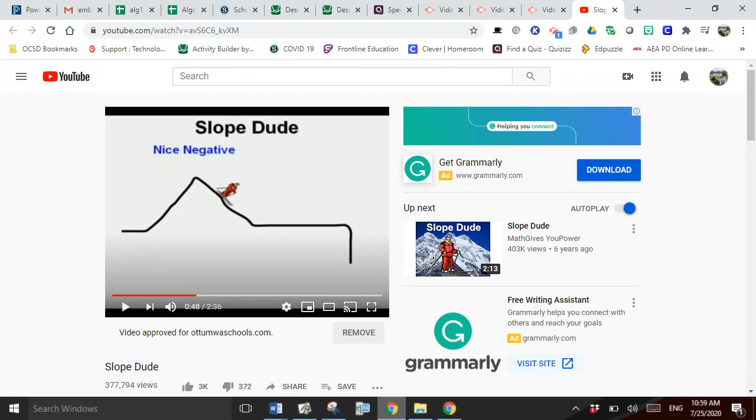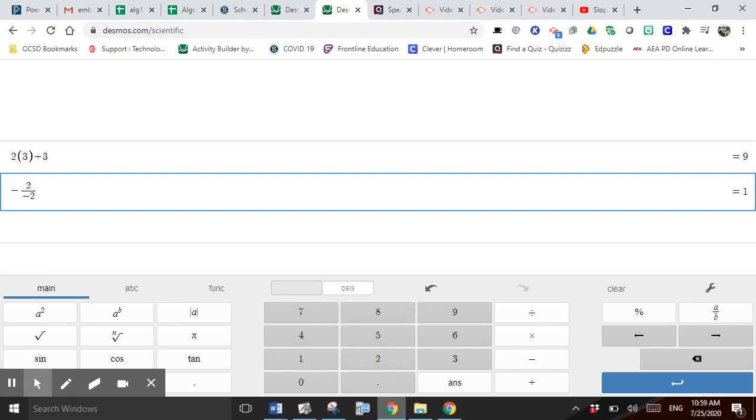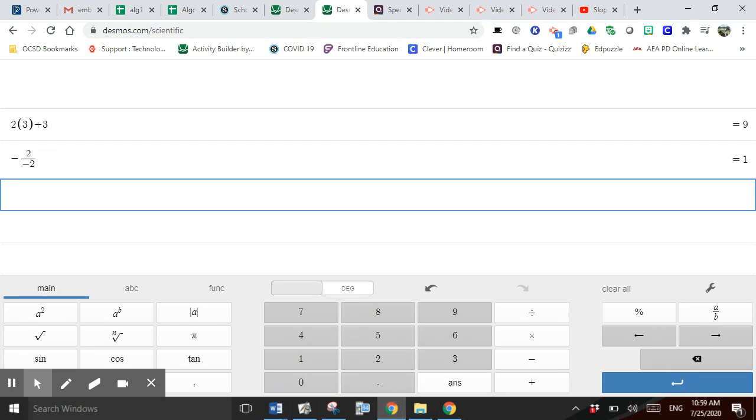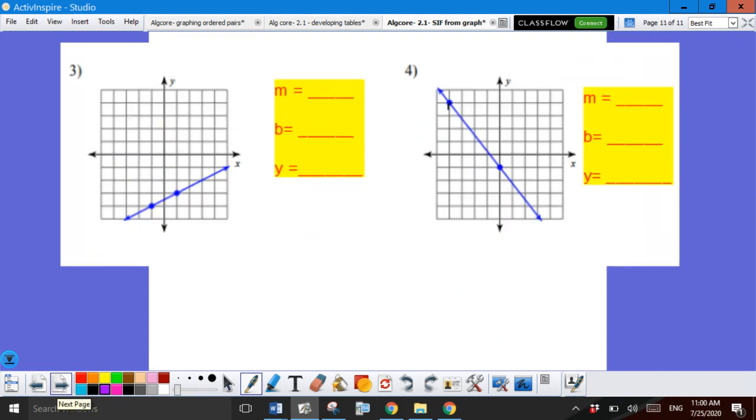So negative 2 divided by negative 2 gives me 1. Okay, that gives me 1. So my slope, sorry, that should be negative 1 because I don't have double negatives. Negative 1 over 1. So my equation can be negative 1 over 1x minus 3, or it can be y equals negative 1x minus 3, either way. All right, let's see what you can do with these. Why don't you start with number 4, and then I will help you with number 3.